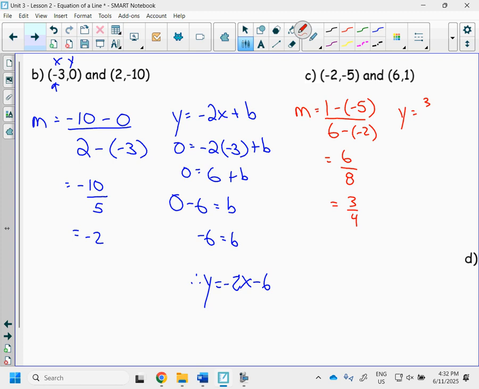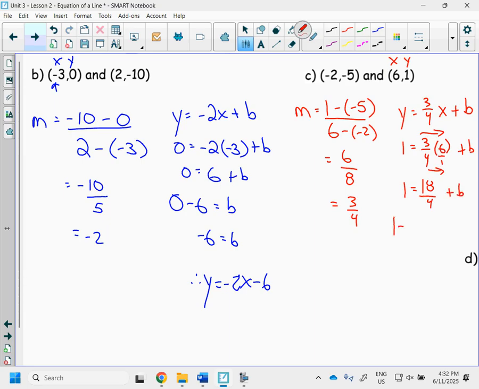Y equals mx plus b. Which point's nicer this time? I'm going to use 6 and 1 because they're all positives. So 1 for y, 3/4 times 6 for x. I'll put the 1 there to remind me because I'm going to multiply in just a second. I just go straight across and I get 18 over 4 on the bottom.